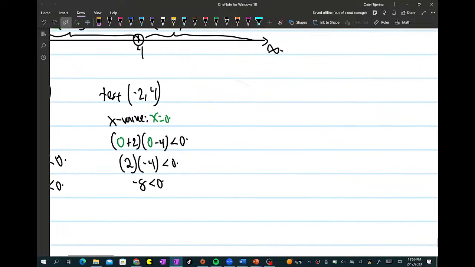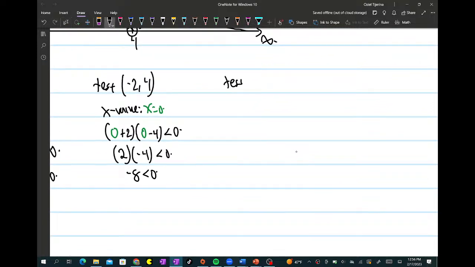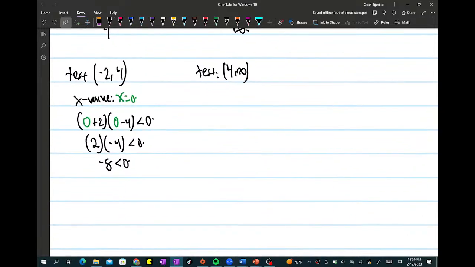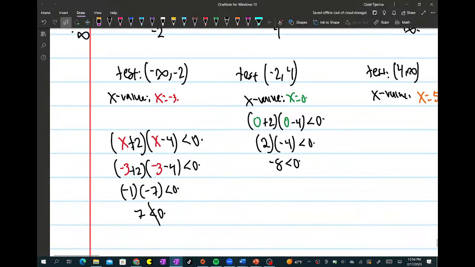Now what about from 4 to infinity? Test from 4 to infinity. We can pick x equals 5. I always like to go one more up. If it's from a number to infinity, I always go a number higher, just because it's easy. So I can do x equals 5.